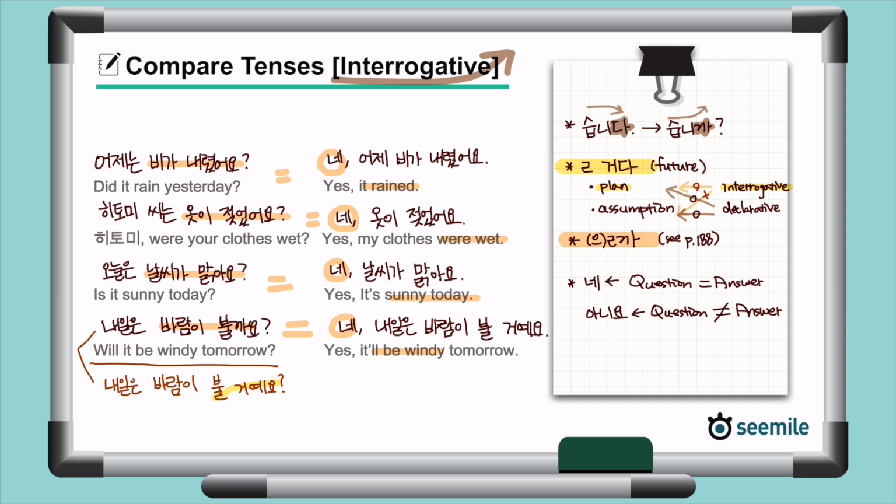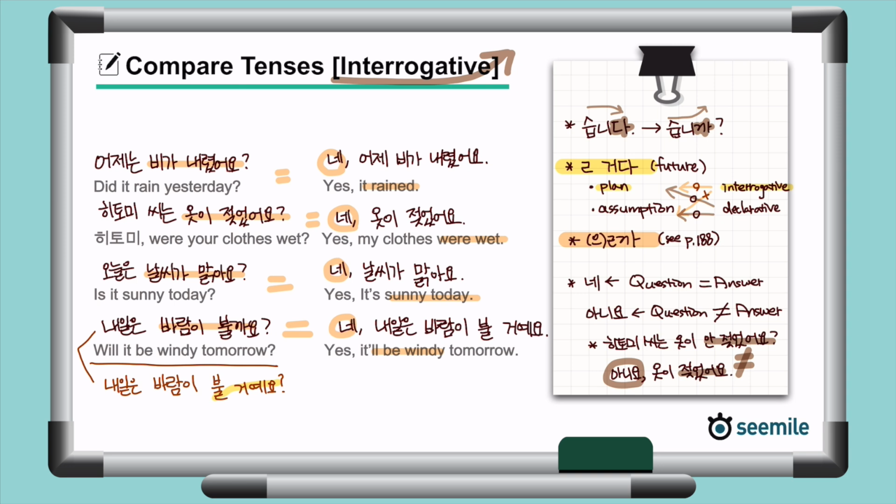For example, how would you ask in Korean if Hitomi's clothes weren't wet? Yes, that's right. 히토미 씨는 옷이 안 젖었어요? If you were Hitomi and your clothes were wet, how would you answer? Since the implication of the question is false, even though the answer is positive, you would start your answer by saying 아니요, 옷이 젖었어요.